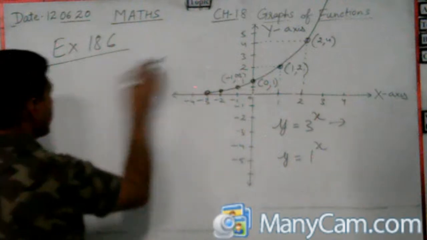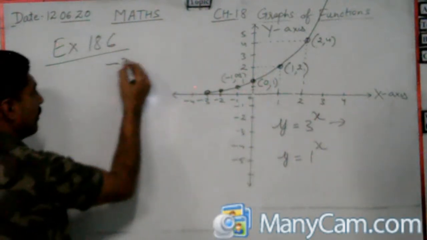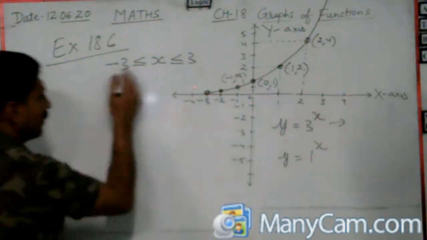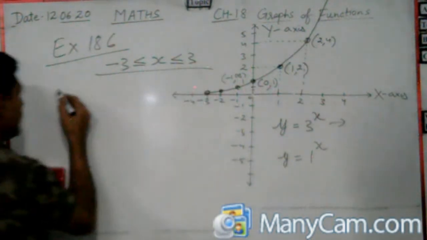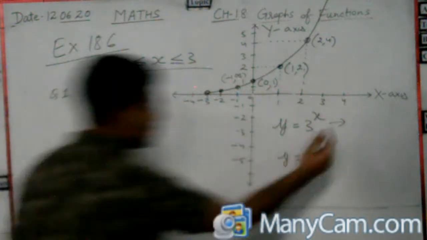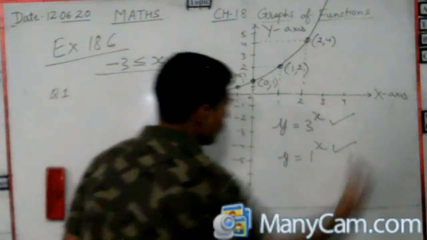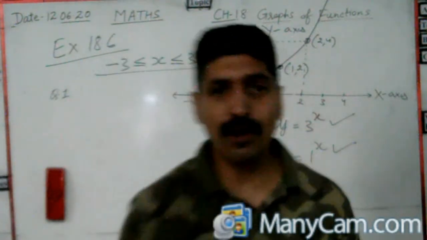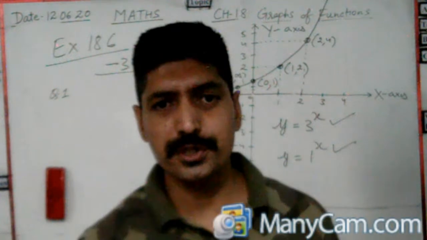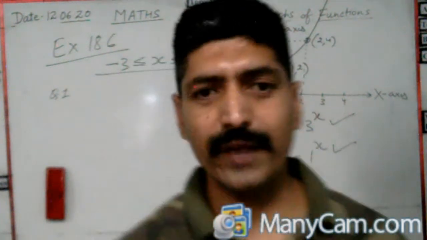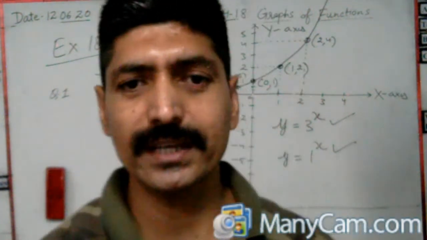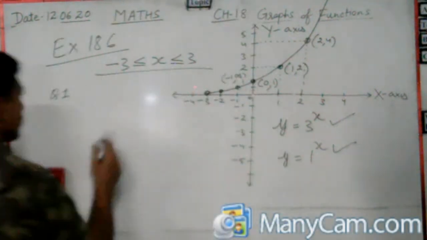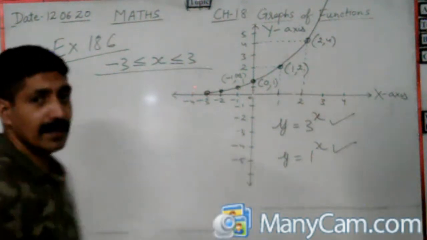For exercise 18.6, the range is minus 3 to 3 for all questions. This is question number 1, question number 2. So we can solve these questions one by one. To find the values, you can use the calculator also. And plot the table first and then the graph.